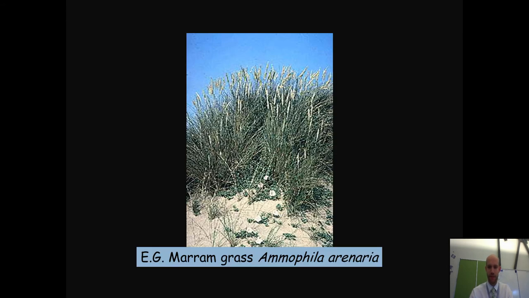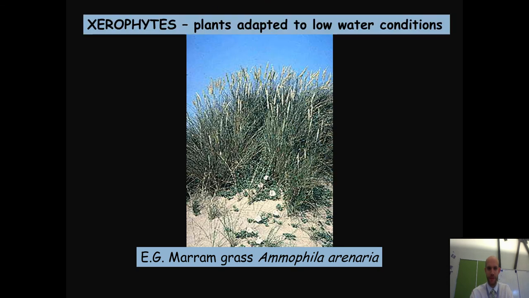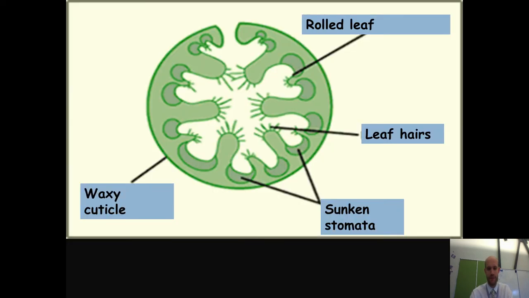Some plants, called xerophytes, such as marram grass, have special adaptations to reduce water loss even more. These xerophytes are plants adapted to very low water conditions. Marram grass lives on sand dunes, where there's very little water because the water easily flows through the sand. The marram grass rolls its leaf up. The stomata are very sunken, and there are leaf hairs on the surface of the leaf.